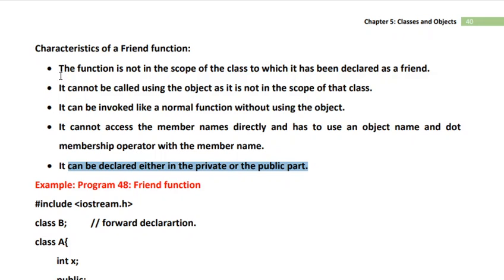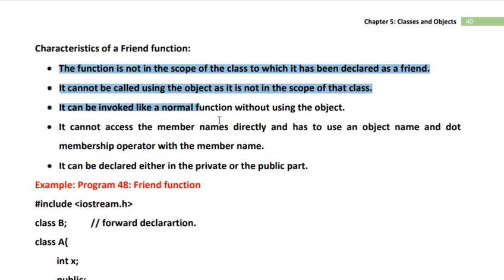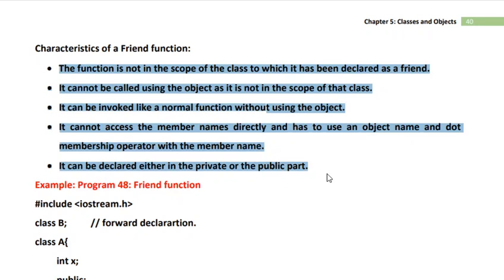So these are a few important characteristics of a friend function. A friend function is not within the scope of the class, right? It cannot be accessed using the object of that particular class. It has to be invoked like a normal function.